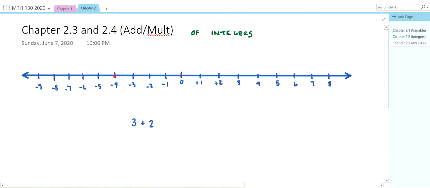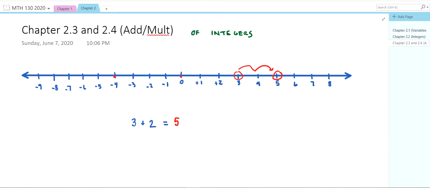3 plus 2 equals, well, we know that equals 5. But what are we saying? Let's use the number line and look at what we're saying. We're saying the idea that 3, when we add 2 to it, or 1, 2, we get 5. So it's just moving 2 increments to the right on the number line.